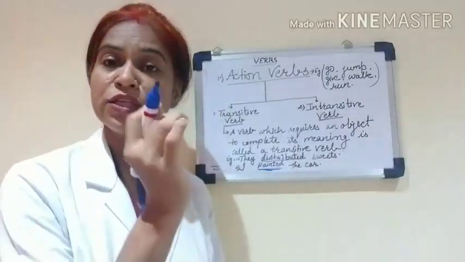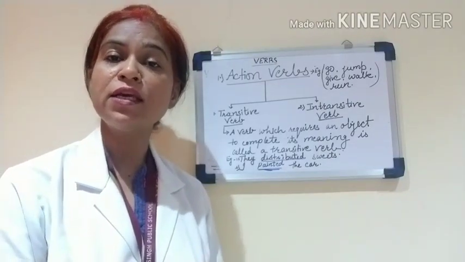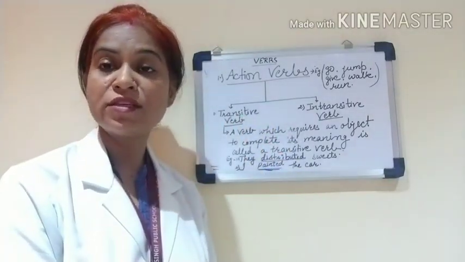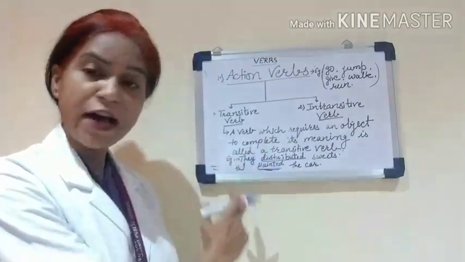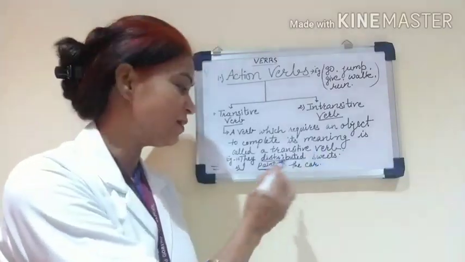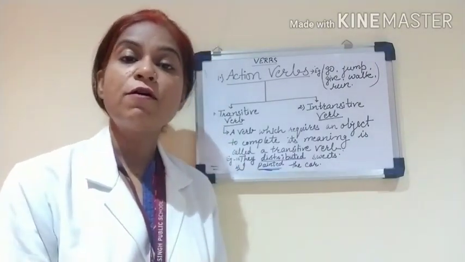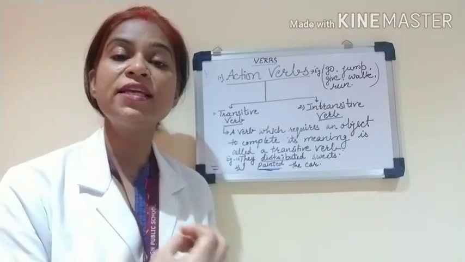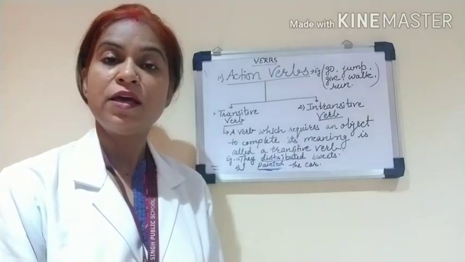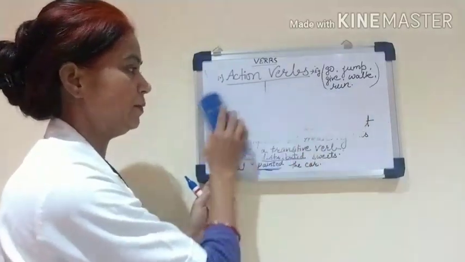Here I would like to tell you one more thing: we can find very easily by asking what or whom whether the verb is transitive or not. If I ask what distributed? Sweets. You will get answer. What painted? The car. By asking yourself what or whom, you can easily get the answer. It means the verb is transitive. So now next, intransitive verb.